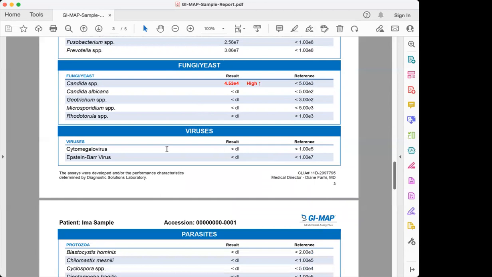And then we drop down to the viruses. These are both in the herpes family. They are going to be autoimmunity triggers as well, RA, lupus, that kind of stuff.